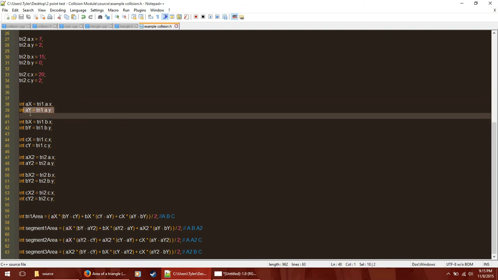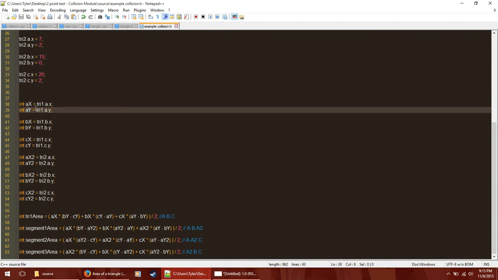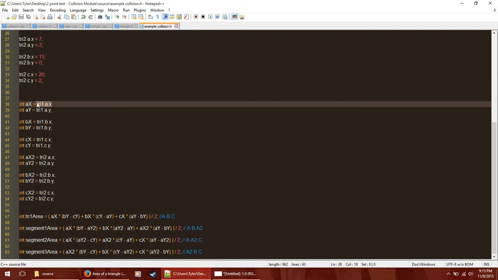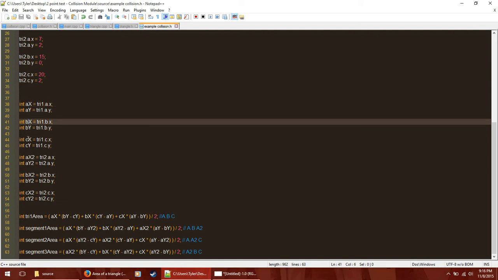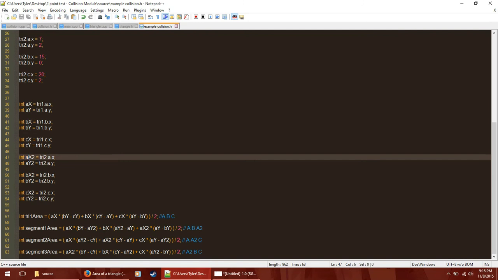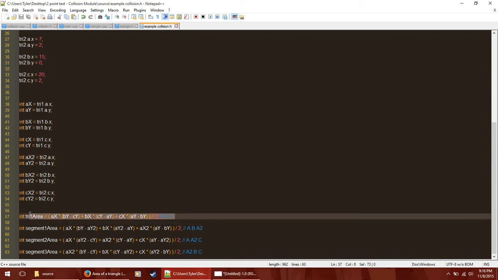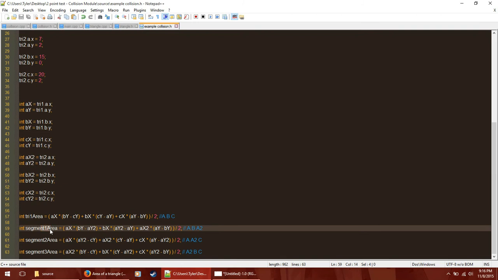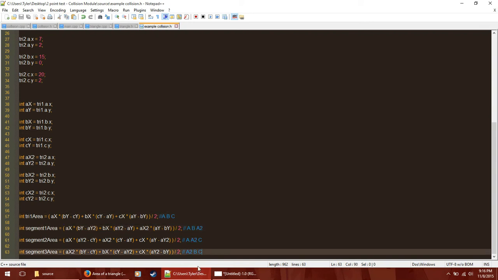I then make integers of the same usefulness, it's just to make things easier to read. I just assign triangle 1, point A, x position to AX. Then I do the same for B, C, the second triangle, which is just tri2, to AX2. So the algorithm to find the area just looks like this when it's in code rather than on that website. So it's just AX times (BY minus CY), and so on. And then for segment 1, all you'll do is replace all the C variables. So instead of CY, we have AY2, and AX2 instead of CX, and so on. That'll give you all the segments.